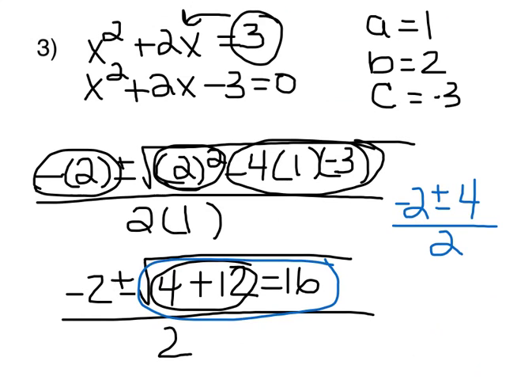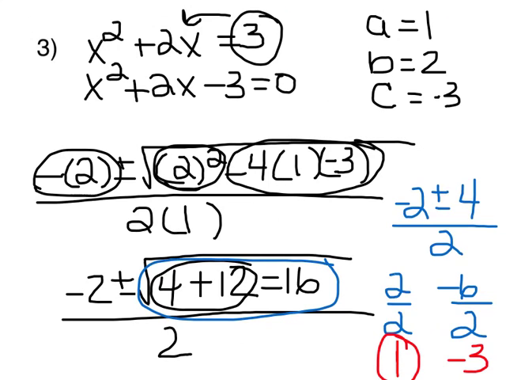And now we can break our problem up. Negative 2 plus 4 is 2. And that's still over 2. Negative 2 minus 4 is a negative 6 over 2. So our two answers are 2 divided by 2, which is 1, negative 6 divided by 2, which is a negative 3.